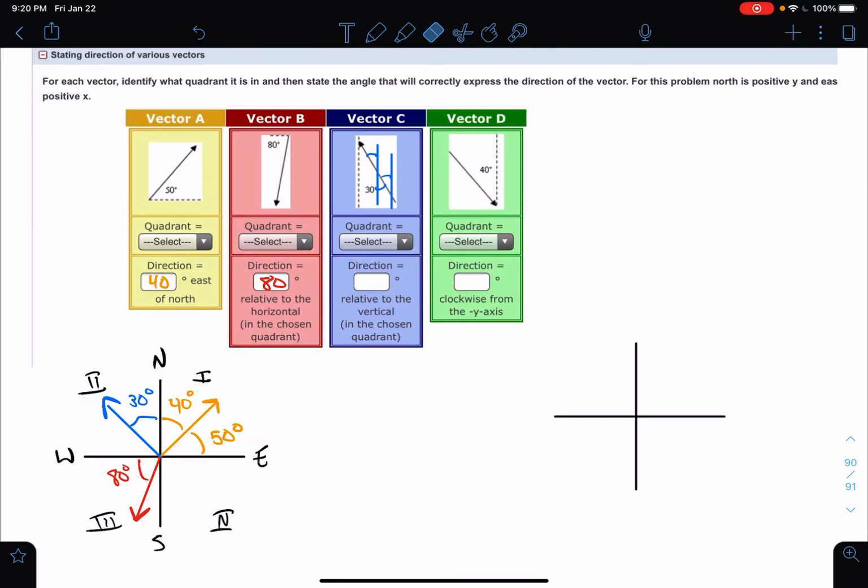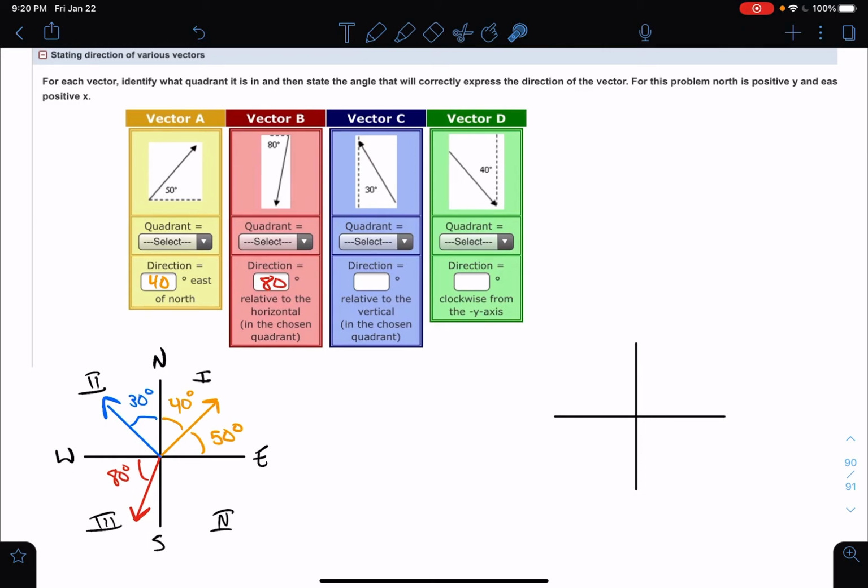You don't need to remember the geometry. You just need to remember that it doesn't matter where the vertical line is. It's going to be 30 degrees between that vector and any vertical line. And the angle between this vector and any horizontal line is going to be 80 degrees. So that again comes from geometry. So I've labeled my 30 degrees.